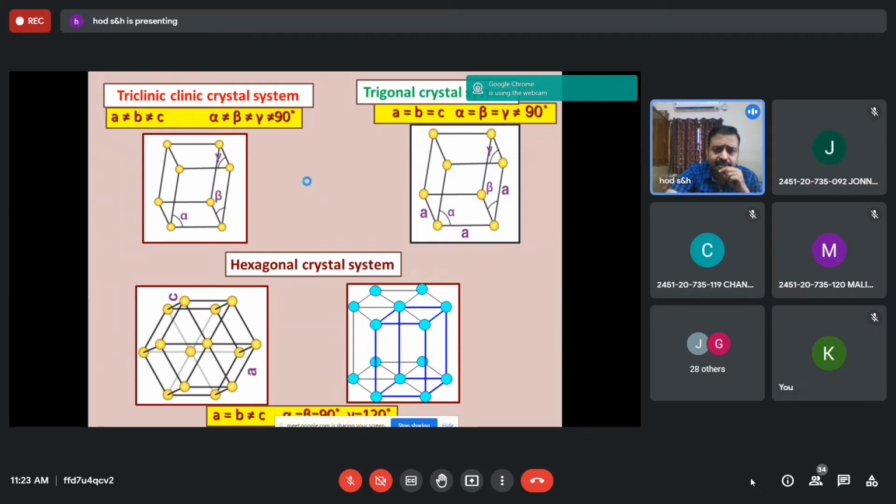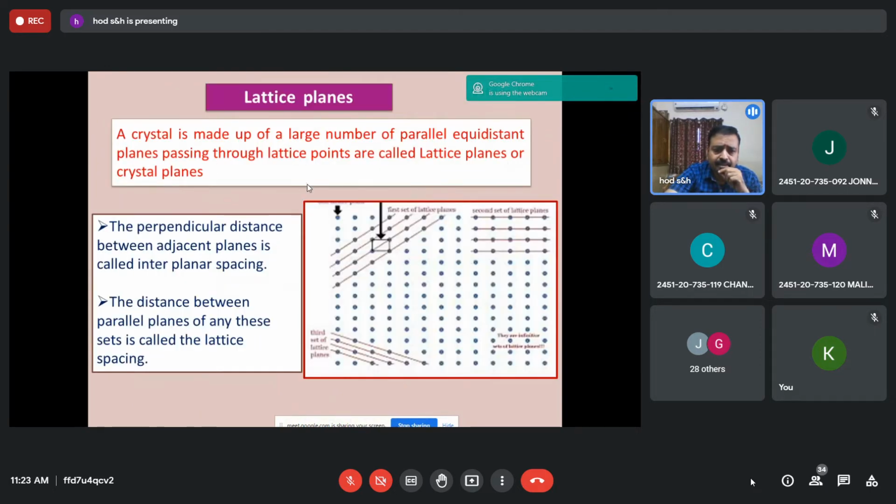It will be sufficient. And next, coming to lattice planes: a crystal is made up of a large number of parallel equidistant planes passing through the lattice points, called lattice planes. The perpendicular distance between 2 adjacent lattice planes is called interplanar spacing.